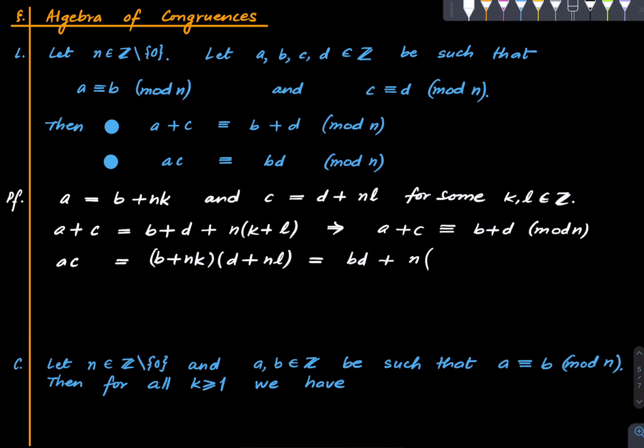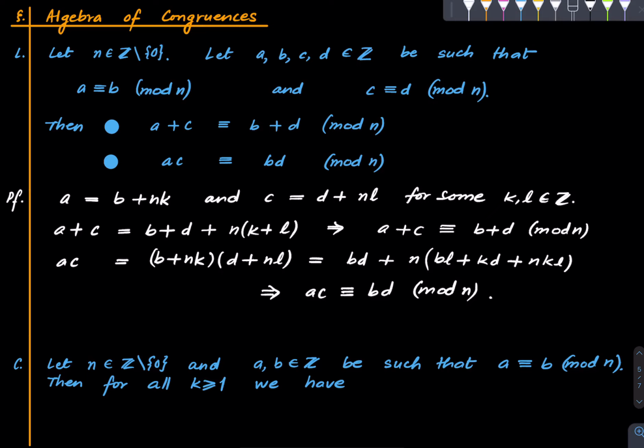So skipping a step, what it would be is bl plus kd plus nkl. It's irrelevant what it is, but anyway I have to write it. I think this is what you'll get, but anyway it's just n times some integer, we don't care, which implies ac is congruent to bd modulo n. That's it. That's the proof. So it's a very simple argument.